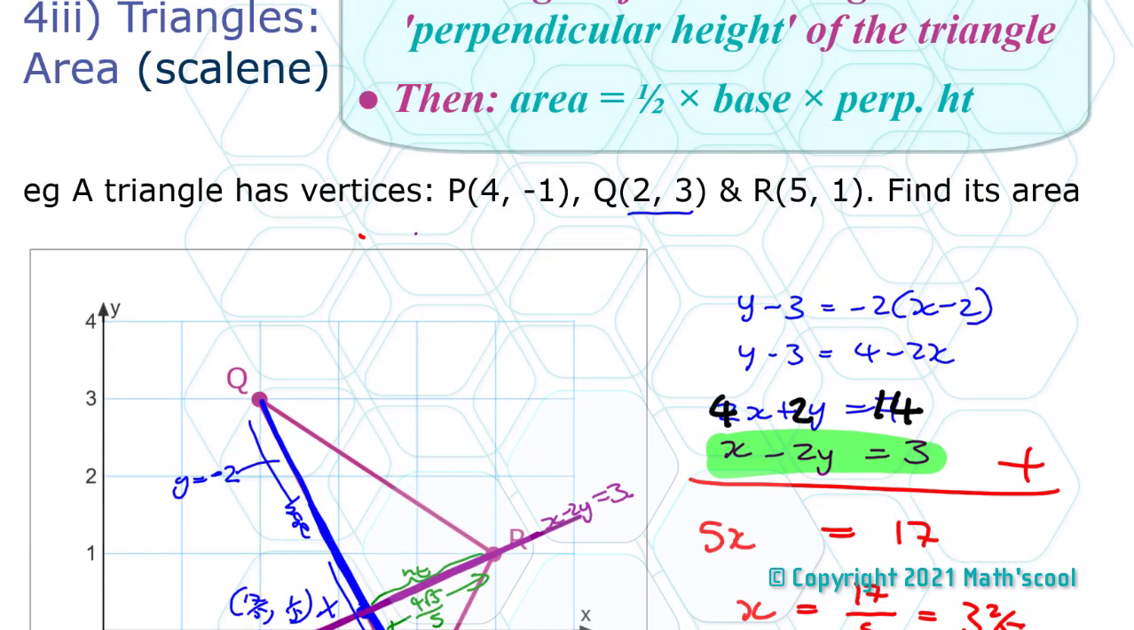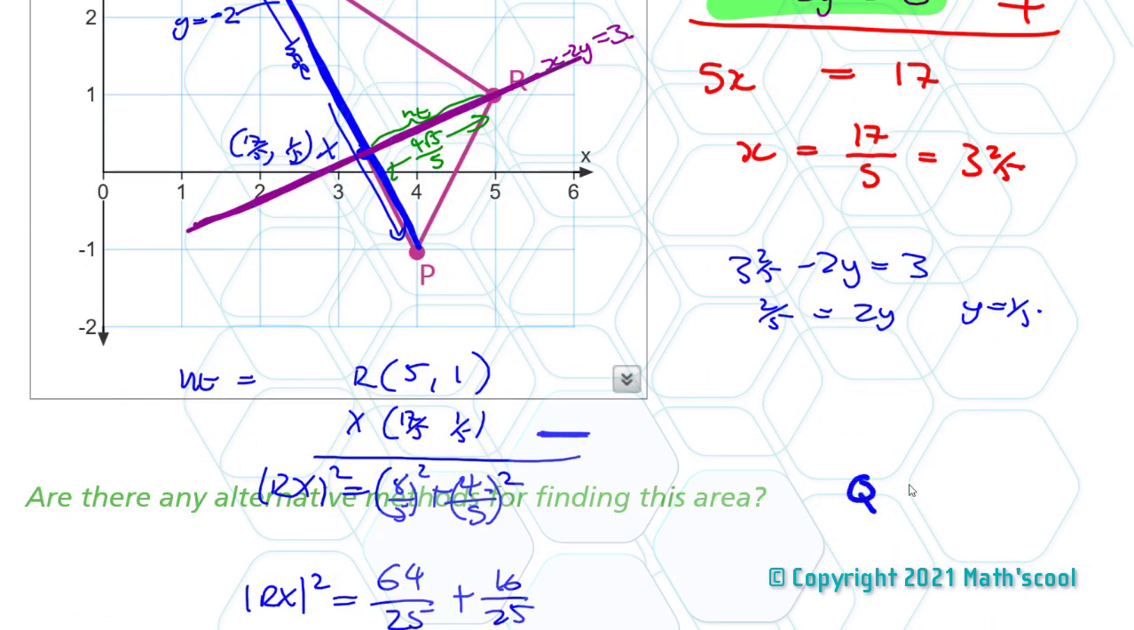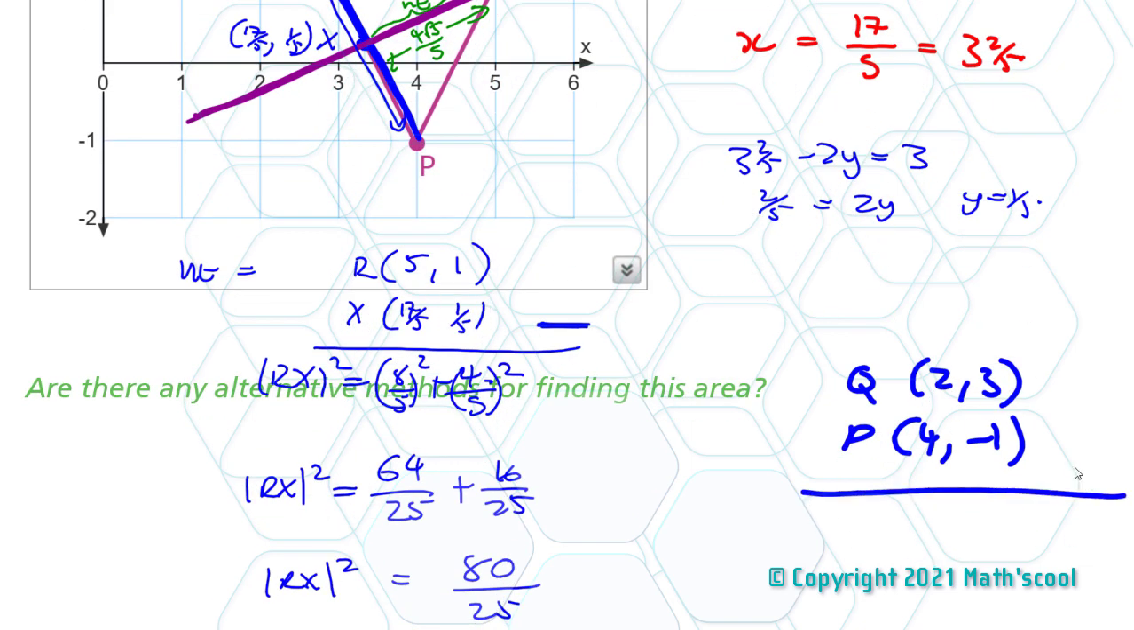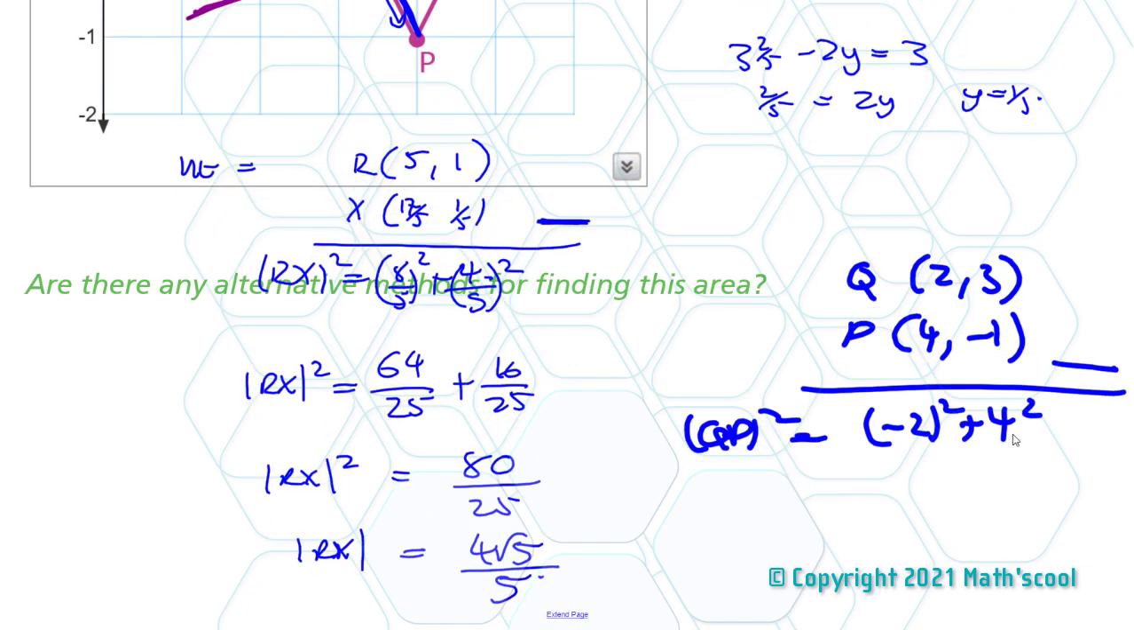Q was 2, 3. And P is 4, -1. And then we want to work out that length. So we subtract them again. So that's 4. And that's -2. And then square them and add them. And that's equal to the length of QP squared. So that's going to be 20 square rooted. So 2√5 is going to be the length of QP.